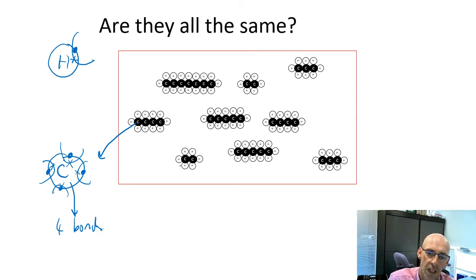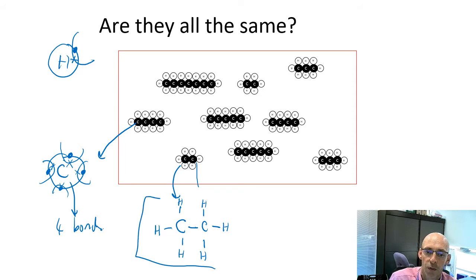So if I try to draw this one here out, I've got a carbon wanting 4 bonds. So I'm just going to put the 4 bonds on. And next to it is another carbon, and I'll put the 4 bonds on. So each carbon will always have 4 bonds coming off it. And all the rest of it is hydrogen. And each hydrogen only has the 1 bond. So that is my drawing of the bonds in this here molecule.